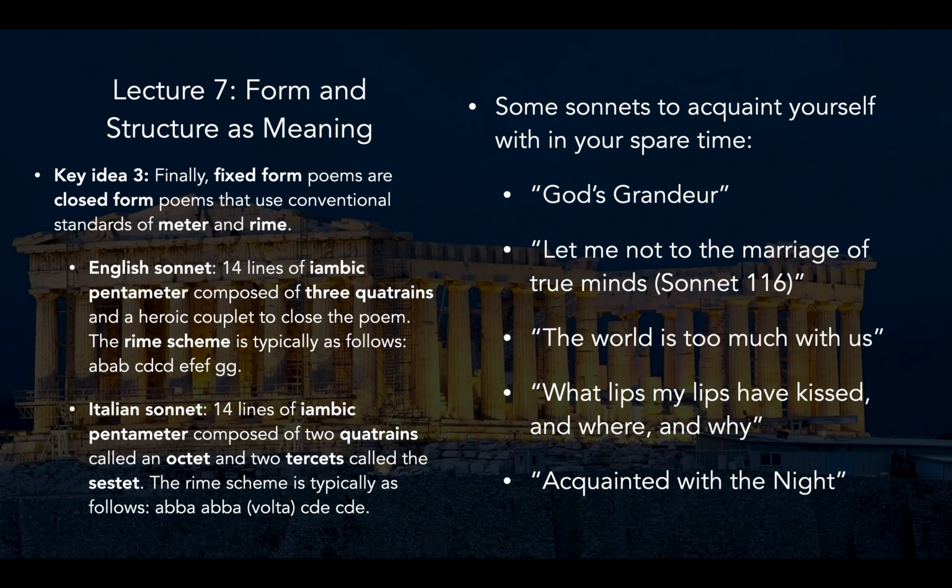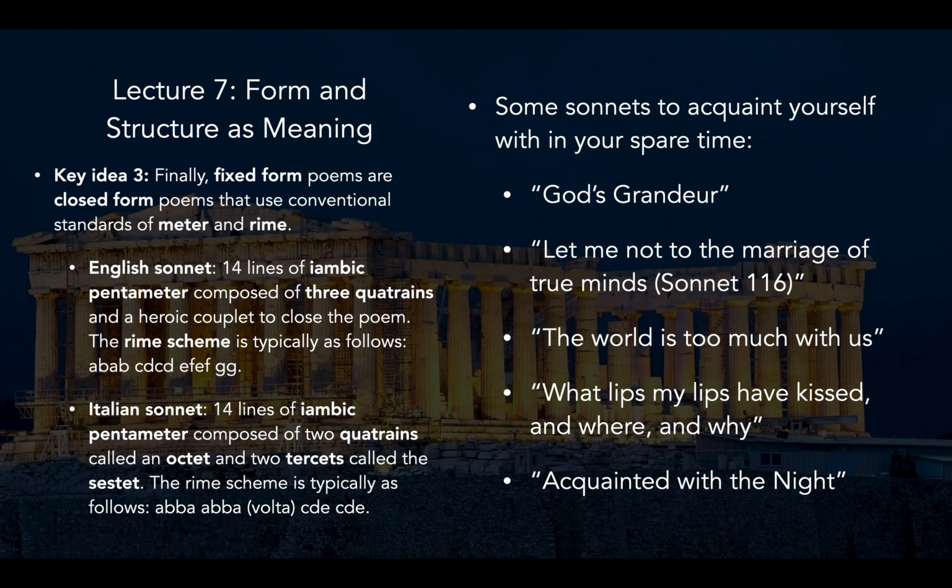"The world is too much with us; late and soon" is a great example of an Italian sonnet. "God's Grandeur" is a kind of modernized version of an Italian sonnet that uses sprung rhythm instead of iambic pentameter. "Let Me Not to the Marriage of True Minds" is a great example of an English sonnet.